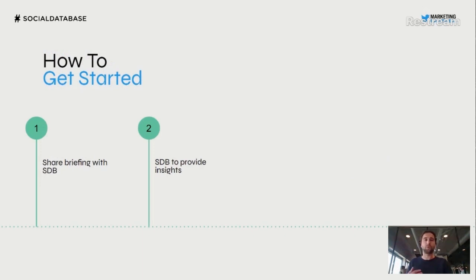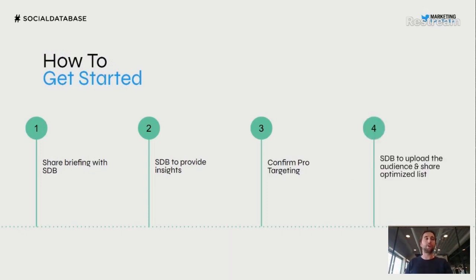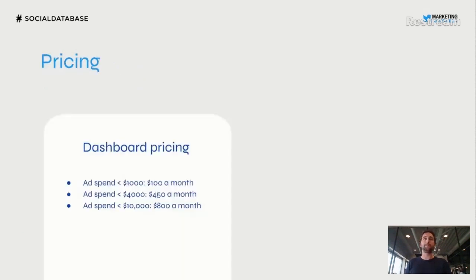What we will do is share some audience insights and estimates. Like Thomas just shared in the dashboard, we will create a dashboard for you and share the insights, and based on that, you or your client can make a decision whether you would like to start using the audiences. Once you confirm pro targeting, we will upload the audiences into your advertising account, and we will share the optimized targeting list. And from there, you can just start running your campaign.